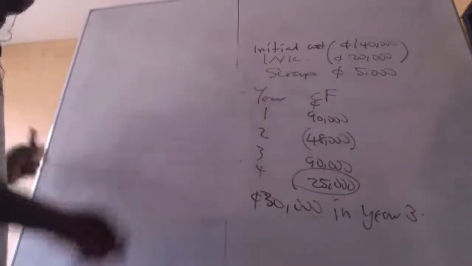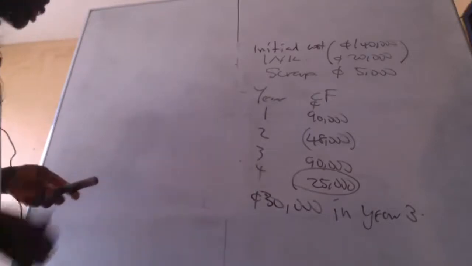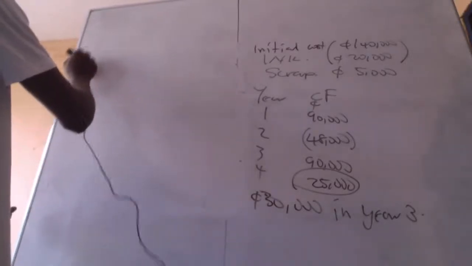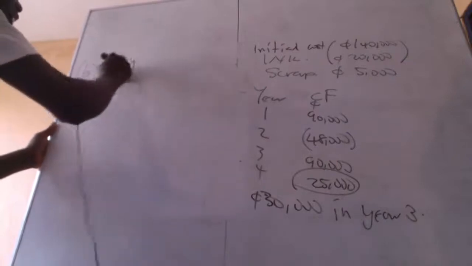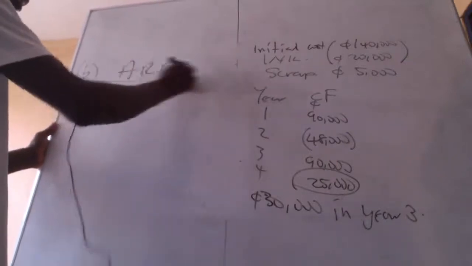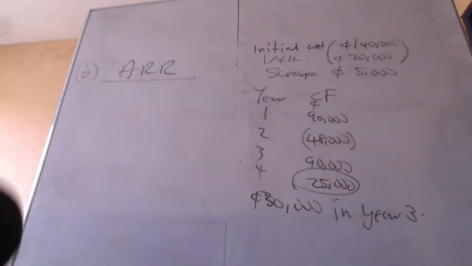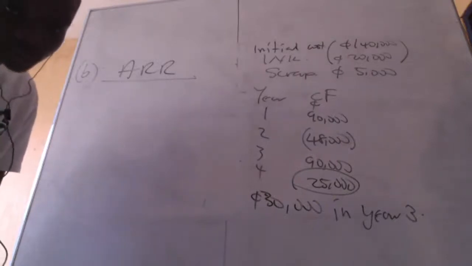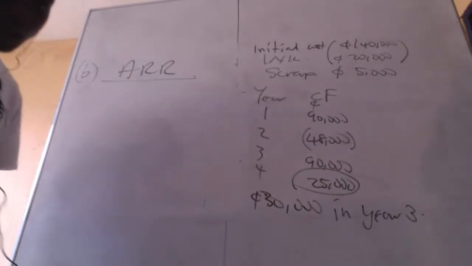The second part, that's the B. Accounting rate of return, ARR. It is the average profit expressed as a percentage of what? Average investment. Okay. Wow. Then I have to go back up.